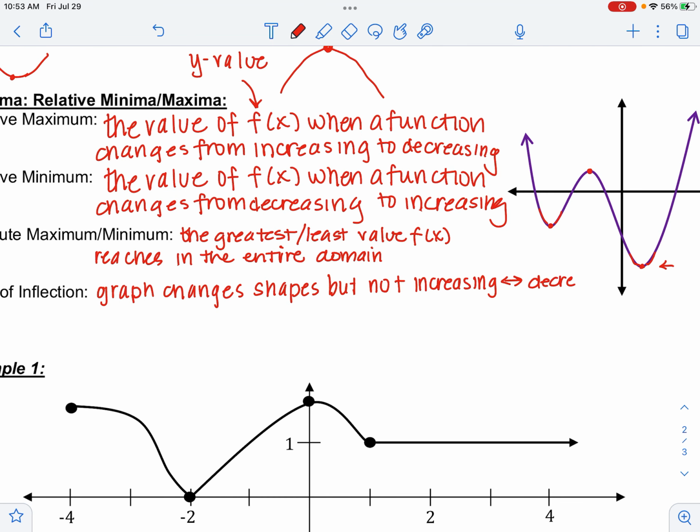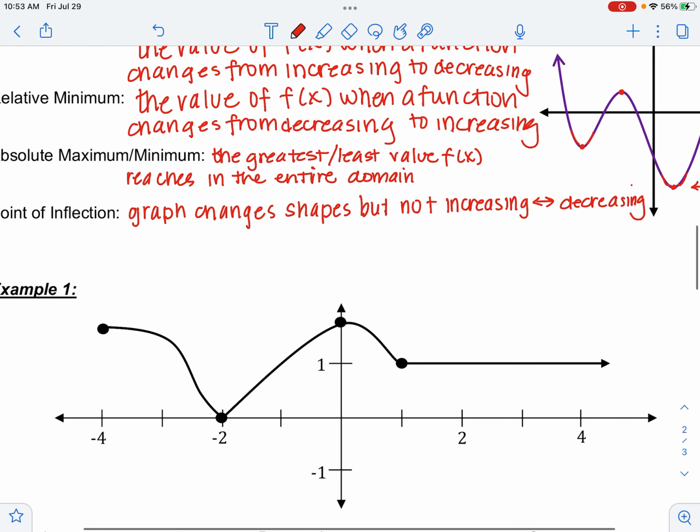And we're going to draw a picture of what that looks like to make sure you understand, because some people are visual people, right? All right, so if I was increasing, but then the graph's going to change shape. It's not going to go to decreasing. It's not going to go to a constant. It's going to continue to increase, but the shape's going to change. So let's say I went like this. It's still increasing. This right here is not a relative minima. It's not a relative maxima. It's a point of inflection. It went from increasing to increasing, okay?